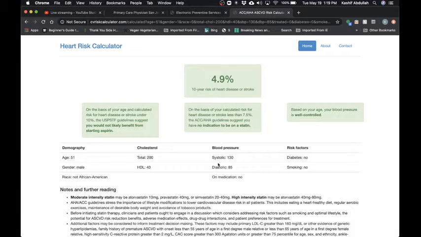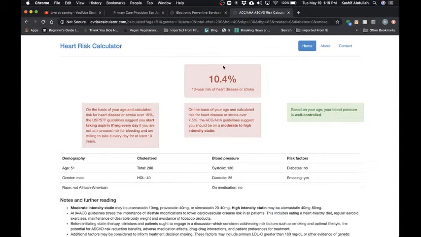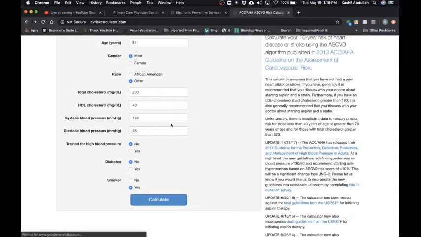See the big drop? Just in 1 year of dropping the blood pressure from 140 over 90 to 130 over 85. But the real kicker was stopping the smoking. That's what really changed it. And I can prove that to you by just saying yes to smoking. See that? That's 5 percentage points right there, just from smoking.